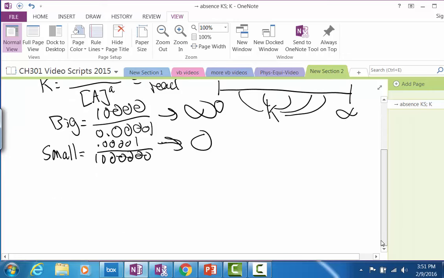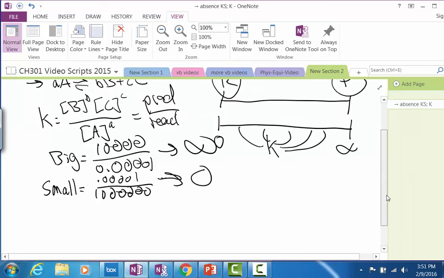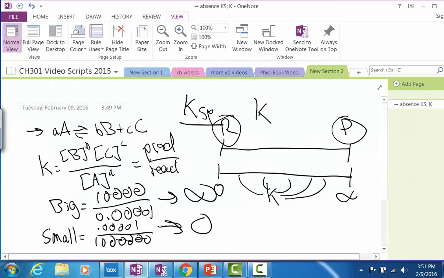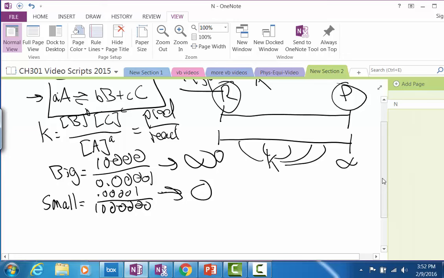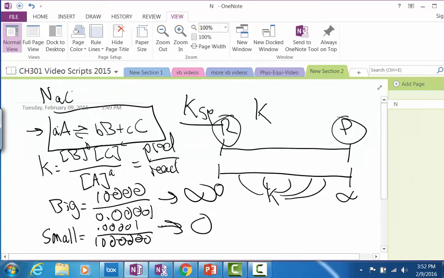Okay? But more specifically, KSP, what we're talking about here, is the K or equilibrium constant for a dissociation reaction. So a reaction like this, right? You might have like NaCl going to Na plus and Cl minus. That's A going to B and C, okay?